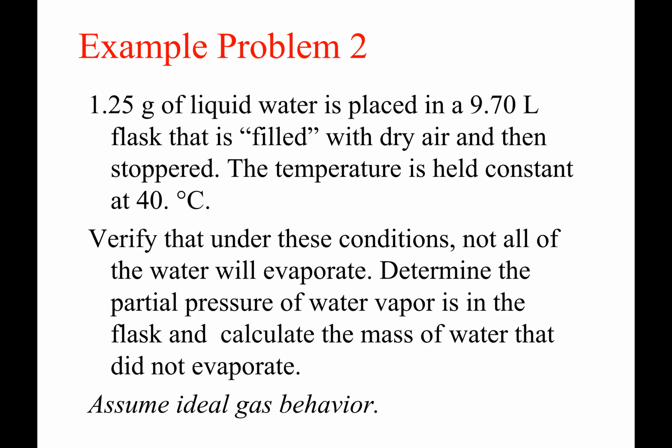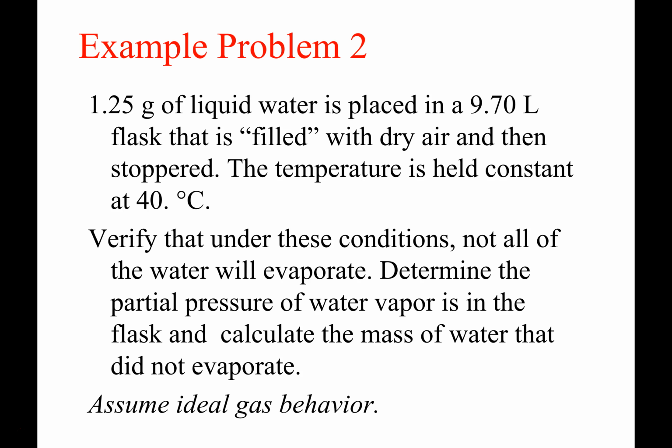The temperature is a little warmer. 40, remember I've got a decimal there, so 40 degrees Celsius. I can add 273 to get that in Kelvin if I need to. So the question is, verify under these conditions that not all of the water will evaporate. So in other words, when this reaches equilibrium, I'm actually going to have a little puddle left.